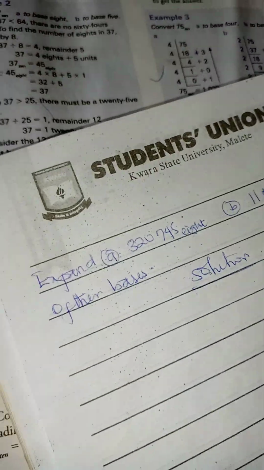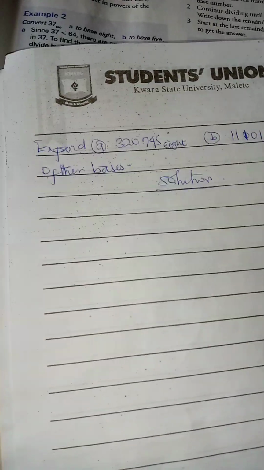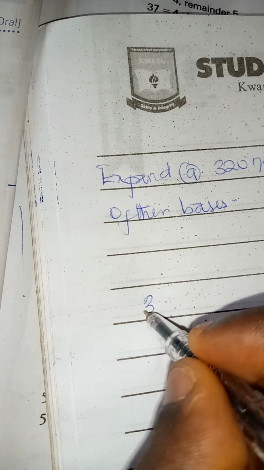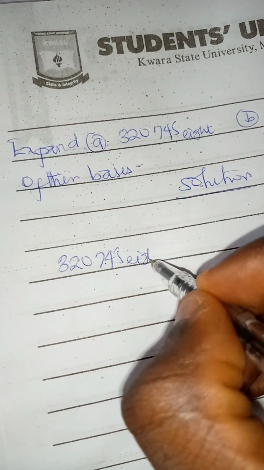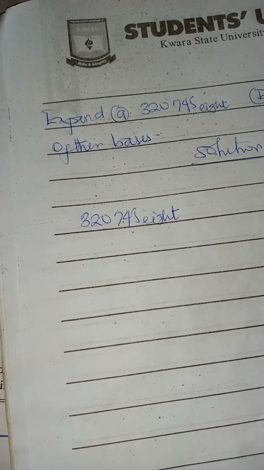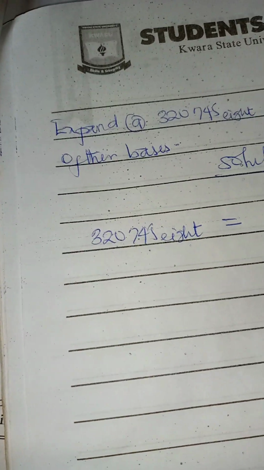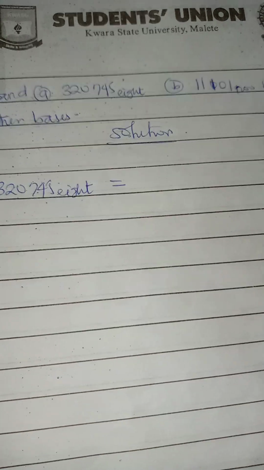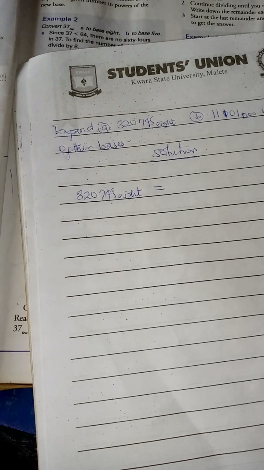Solution. The question is telling us that we should expand the following in the power of their bases. The first one we are having is 320745 in base 8. The first thing you need to do, they said expand in terms of their bases. The first question has a base 8.